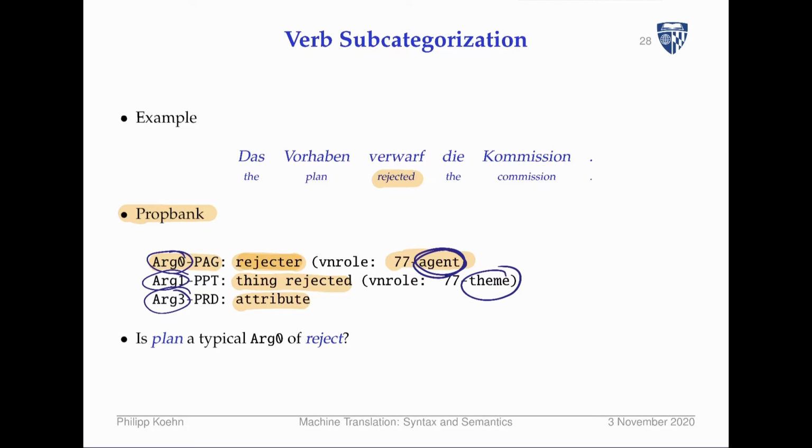So that allows us to ask the question, if you have the word reject, is plan a typical arg0? How often does plan occur as the arg0 of reject? And that's probably not as frequent as commission being the arg0 of reject.